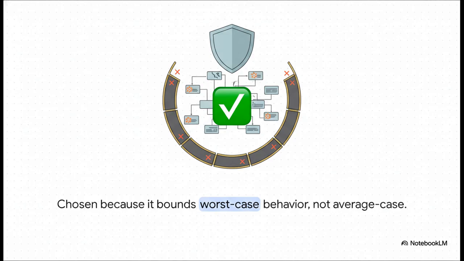And here's the crucial architectural insight. We choose random IDs not because they perform best on an average day, but because they put a hard limit on the amount of damage an attacker can do. We are explicitly designing for the worst-case scenario, and that is the only way you can build a resilient, global-scale system.